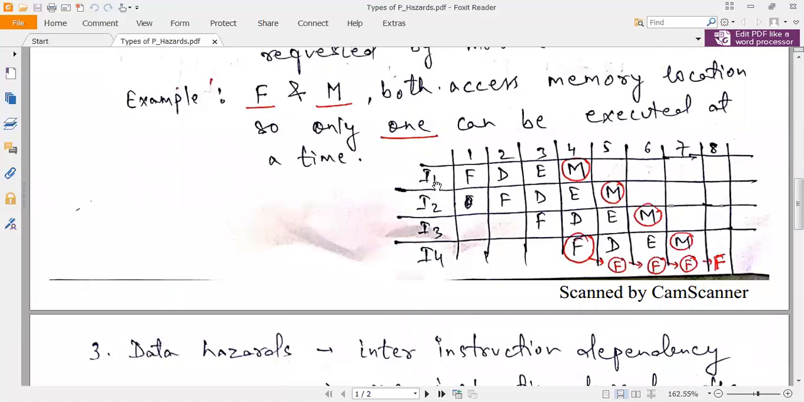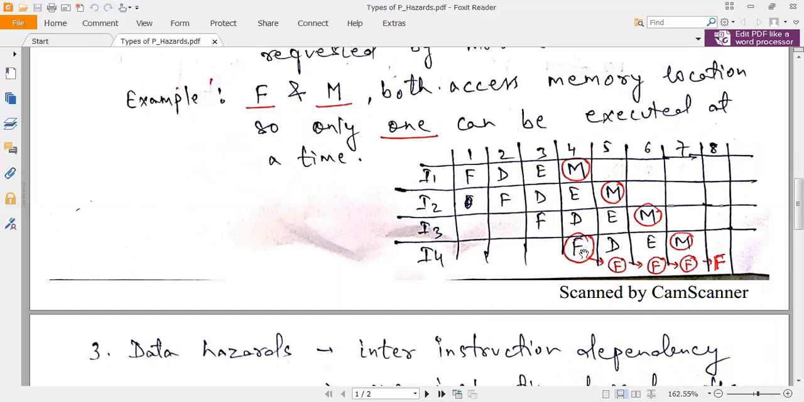FDEM, instruction 1, 2, 3, 4. These are the clock cycles and these are the stages: FDEM, fetch, decode, execute, and memory write back. See this: at clock cycle 4, there is memory write back of instruction 1 and fetching of instruction 4.